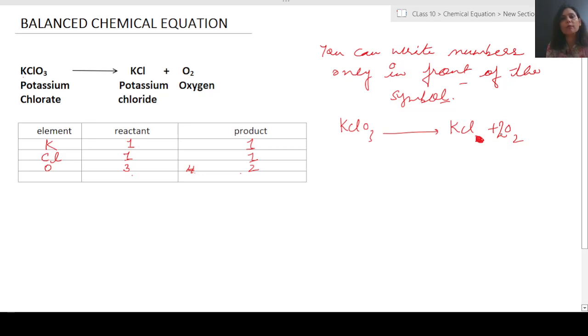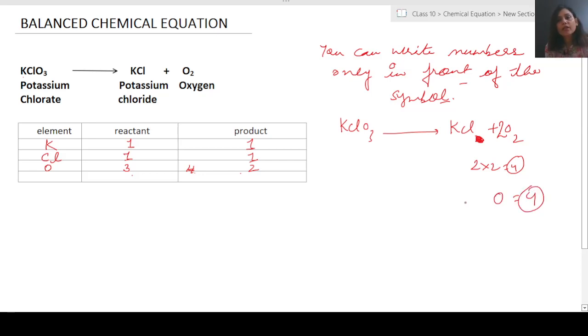You always put the number in front of the symbol, whether it is of an element or of a compound. So to make the oxygen balance, I am starting with the 2. Now this number which is written in front will multiply with the number which is at the foot. So it will become 2 into 2, 4. So here on the product side the oxygen atoms are 4 now.